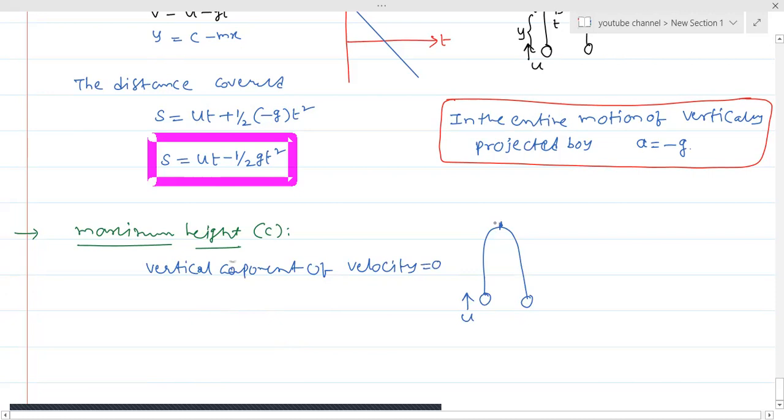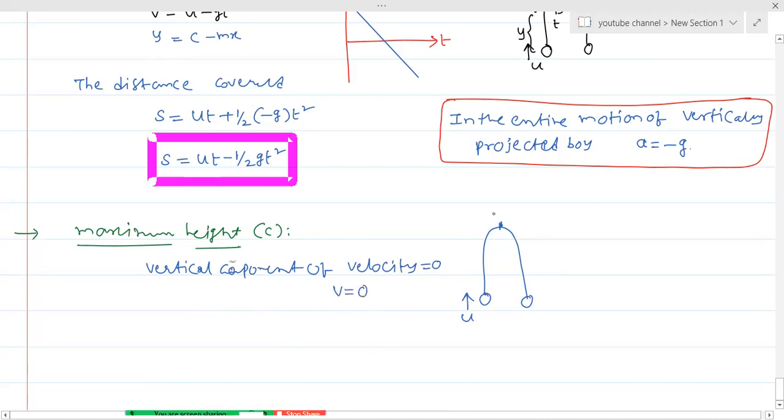So here, as the body is projected vertically upwards, we will say v equivalent to 0. So here v equivalent to 0. Maximum height అనగానే మనకు గుర్తుకోవాల్సింది ఏంటి అంటే v equivalent to 0.